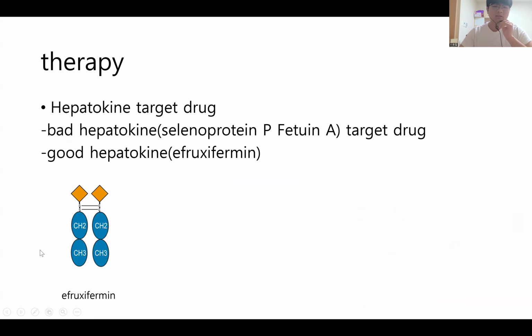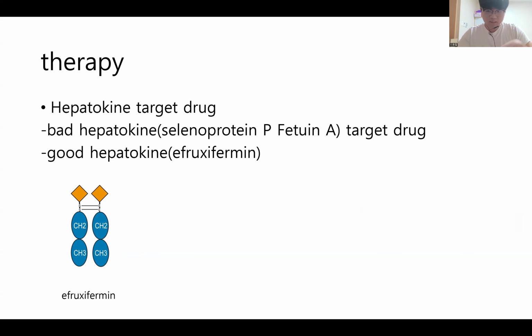Now for therapy. Hepatokines are proteins that the liver produces. They interact with adipose tissue, muscle, the immune system, and so on. Bad hepatokines such as selenoprotein P bind to the insulin receptor and cause insulin resistance. Such mechanisms could be used to make drugs. There are also good hepatokines. Fatty liver changes hepatokine secretion type. Many drugs inhibiting bad hepatokines and activating good hepatokines are in development.